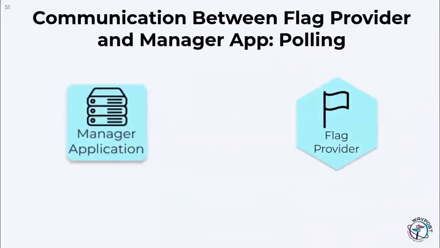Polling is a method of communication that uses HTTP requests sent at a predefined interval. Here's how it would work if the request interval was 10 seconds. The flag provider sends a GET request to /flags. The flag manager immediately sends a response with all the flag data, and the flag provider saves the flag data to memory. The flag provider then waits for 10 seconds and then sends another GET request.